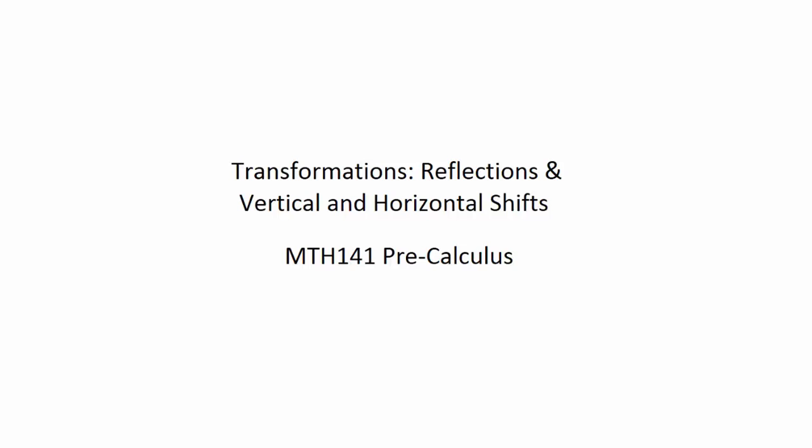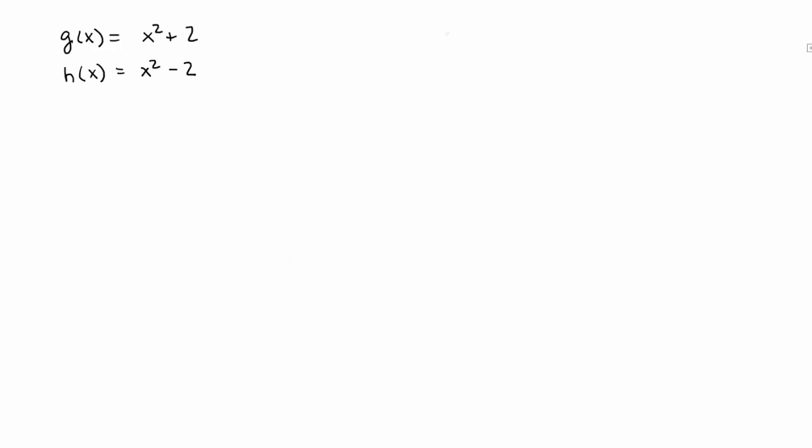In this video, we're going to look at transformations, reflections, and vertical and horizontal shifts. The first example we're going to look at is vertical shifts. Here we have g of x is equal to x squared plus 2. h of x is equal to x squared minus 2. Now, I'm going to write one more function. f of x is equal to x squared.